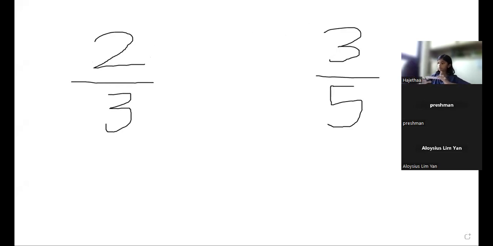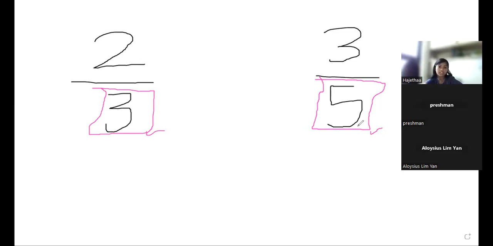Correct or not? So in fractions, when you want to compare, make sure you have the same denominator. The denominator is the important one. If the denominator is the same, you can easily compare. Do you understand what I'm saying, guys? The denominator must be the same. If the denominator must be the same, you ask yourself, what number in times table 3 and times table 5 will be the same?